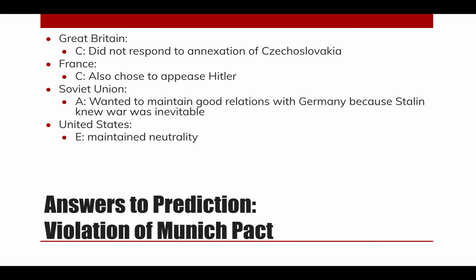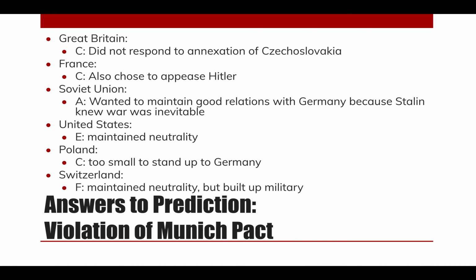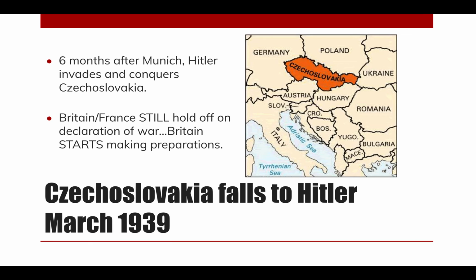U.S., E, we are neutral, just hanging out, not involved. Poland, C, you're too small to stand up, so we're going with appeasement. And Switzerland, you're going to maintain your neutrality but build up your military. All right, so here's where we're at now. All of Czechoslovakia is now taken by Germany as they expand their land. Britain and France still hold off declarations of war. Britain starts to make some preparations, but again, appeasement is the name of the game.